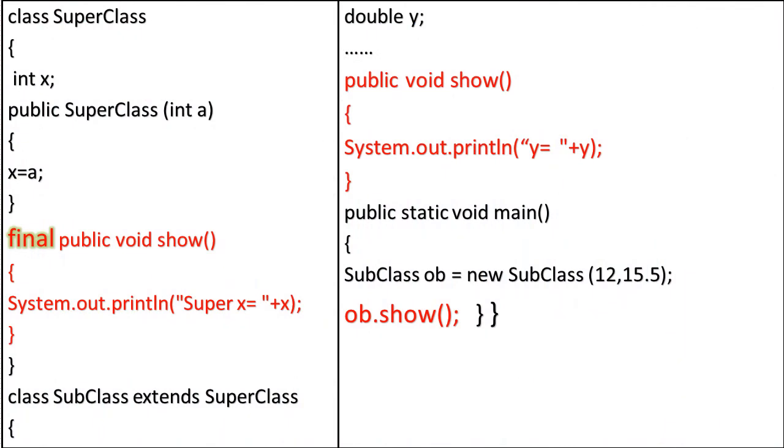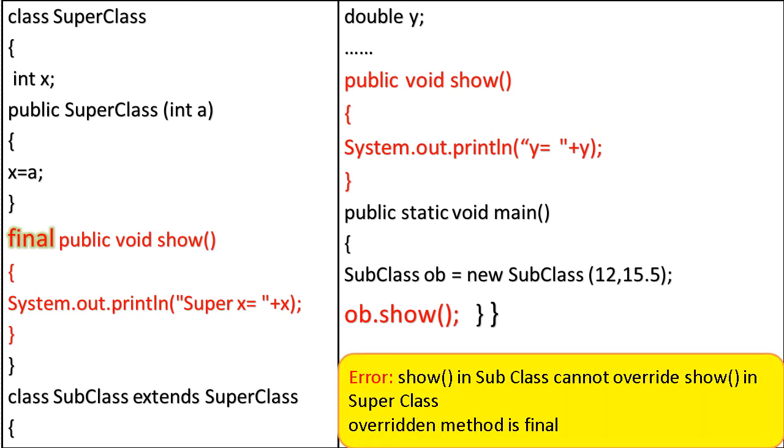Like in that previous example, for base class function show, if we write that as final public void show, and when we try to access that function, we will get this error: show in subclass cannot override show in superclass. Overridden method is final. So if we attempt to modify that definition of the base class function, you will get the error.